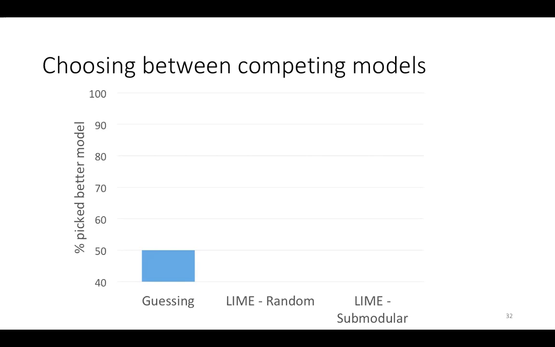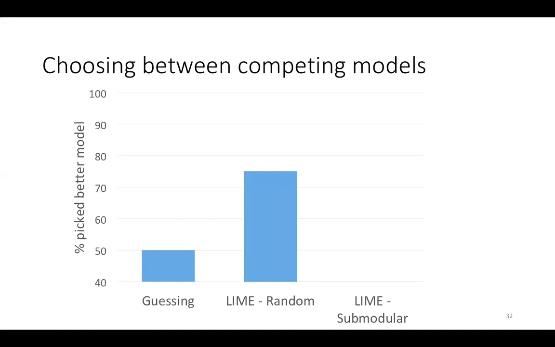You end up with 50%. If you take some random exemplars and then apply LIME, so you use some random instances, do not select the instances using the pick algorithm, but just use these random instances to generate explanations and then show the explanations to the Turkers, then the percentage of people who picked the better model actually rises. So it seems that any sort of explanation is better than no explanation.